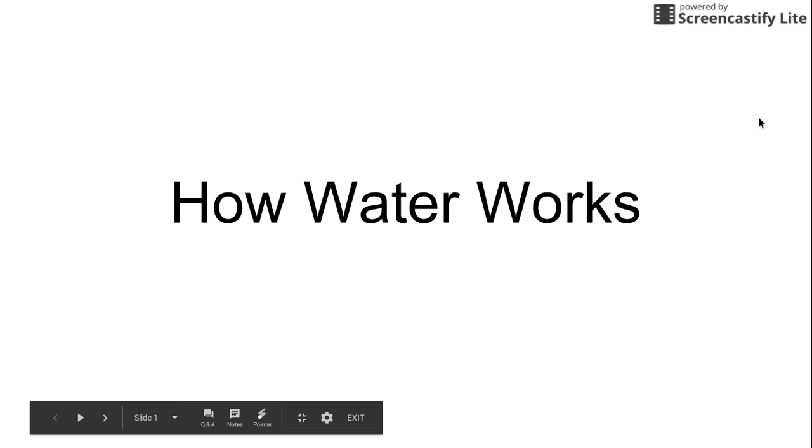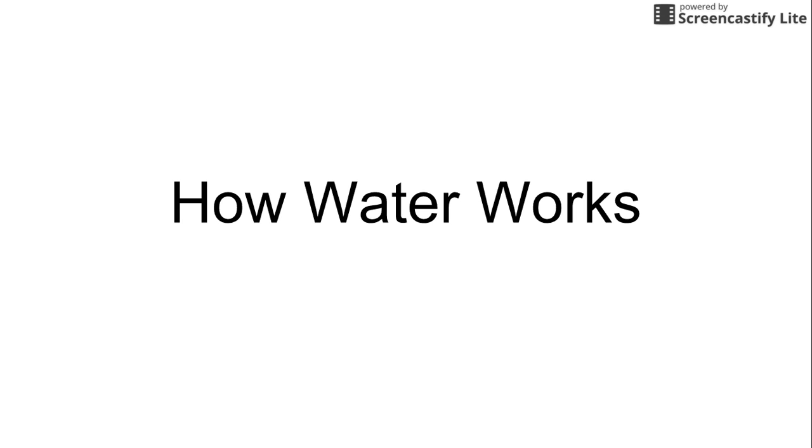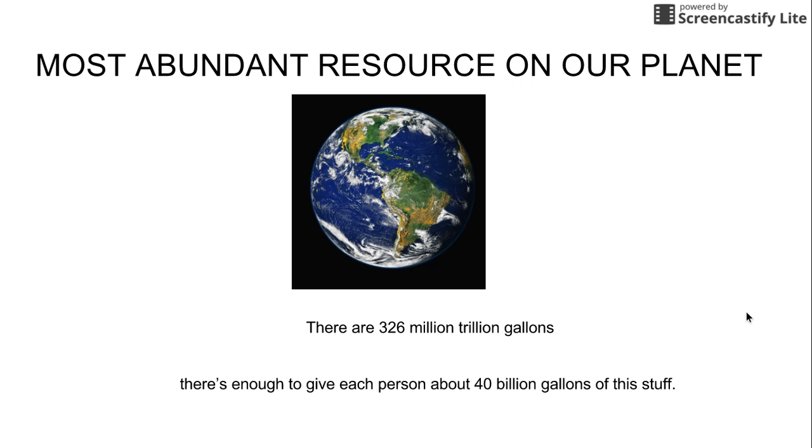In this presentation, we're going to talk about how water works. So water is the most abundant resource on our planet. If you look at the picture of the Earth, you'll see that the majority of Earth is covered in water. There are 326 million trillion gallons, which is enough to give each person 40 billion gallons of the stuff. So water is abundant.